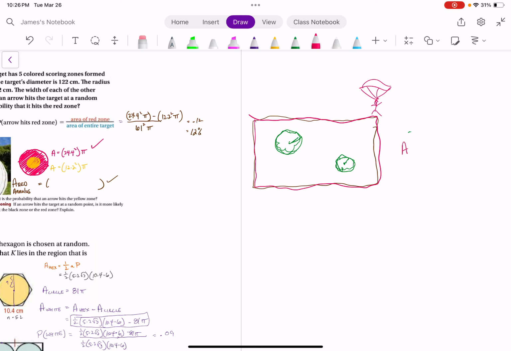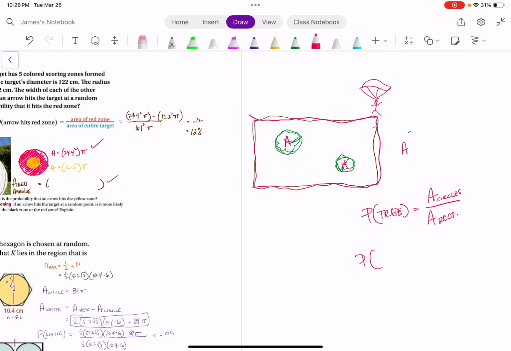Well, the probability of getting stuck in a tree would be the area of the circles. You have to find the area of that circle and the area of that circle, add them together. And then it'd be divided by the area of the field, which is the rectangle.